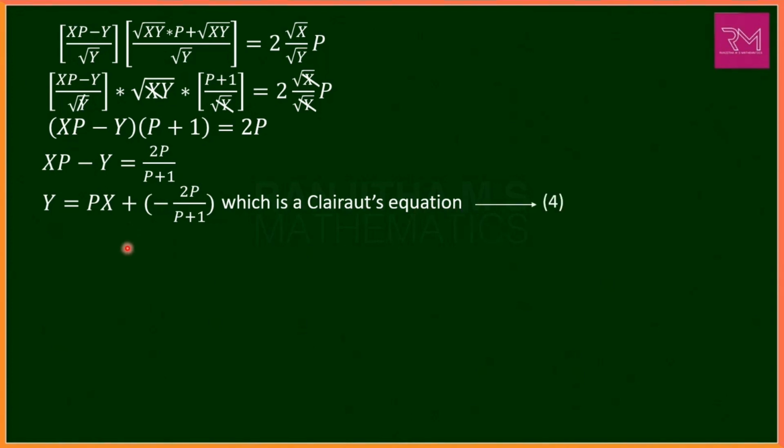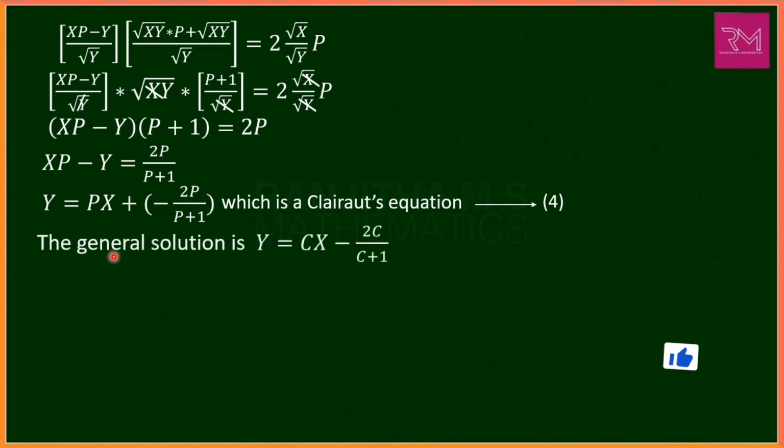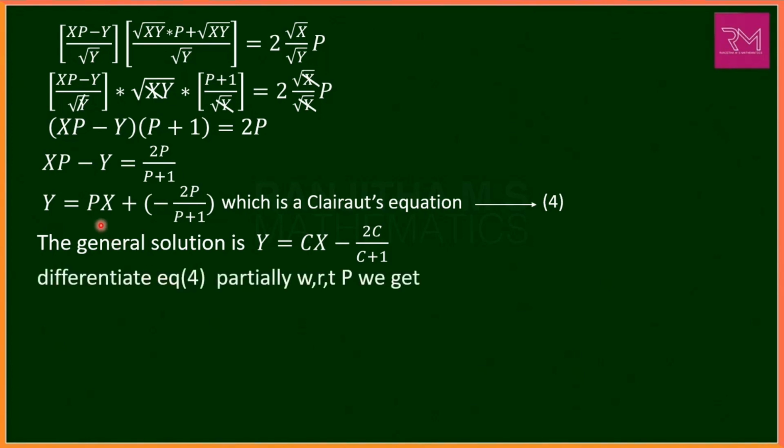Next step, once you obtain the Clairaut's form of equation, the general solution is given by substituting c in the place of P. We get the general solution as y = cx - 2c/(c + 1). Once you obtain the general solution, to obtain the singular solution, we have to differentiate equation 4 partially with respect to capital P.